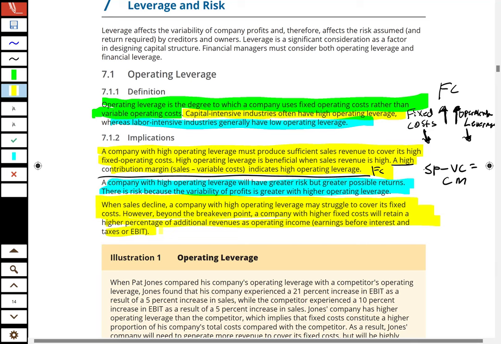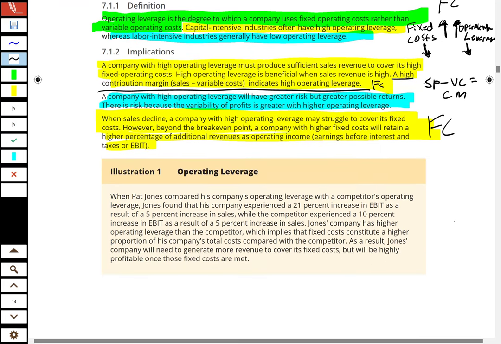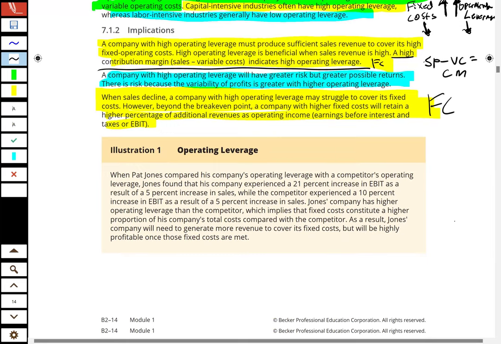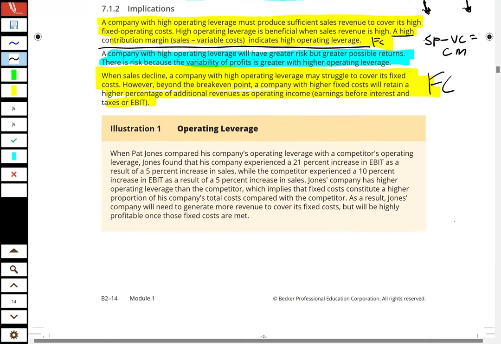So why don't you go ahead and flashcard that sort of logic, because that tends to be, and I'm not going to go into, well, I guess this example I will go into for operating leverage is Pat Jones, okay? And I'm having you flashcard that because maybe they might give you a scenario and then ask you to determine if Jones has a higher potential for higher earnings or not.